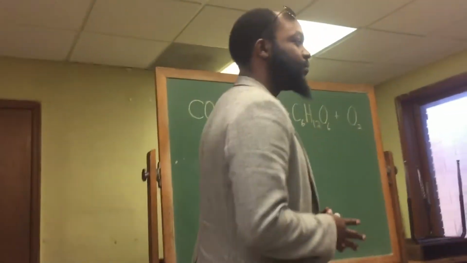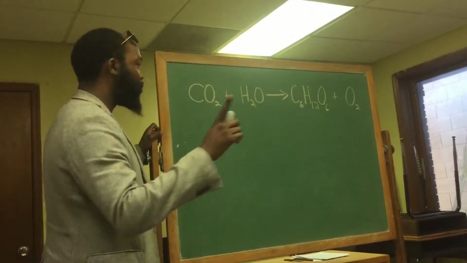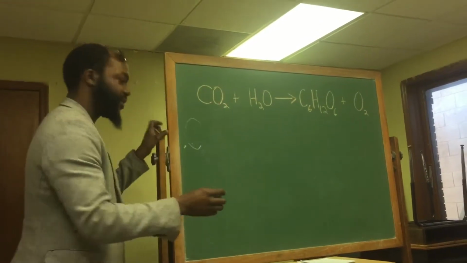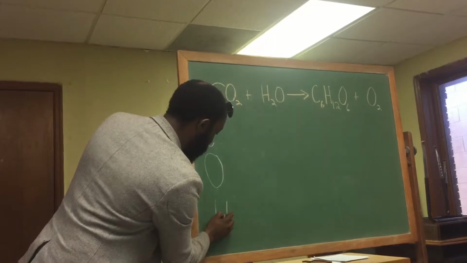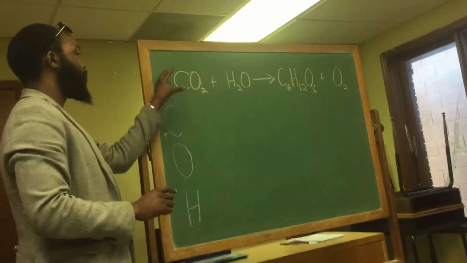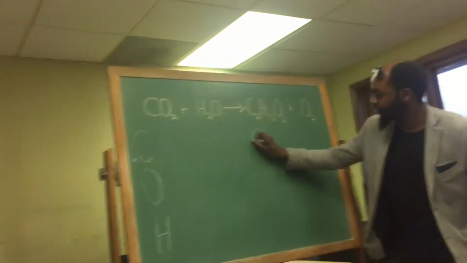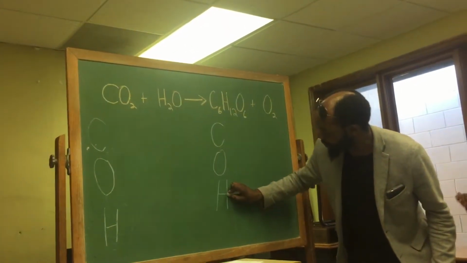Somebody? Find your elements. Identify your elements. Very good. So what are our elements in this problem? Carbon. Very good. We have oxygen, and we have hydrogen. Always remember, whatever elements we have on the left side of our reaction will continue to exist on the right side of our product. So we have carbon, oxygen, hydrogen.